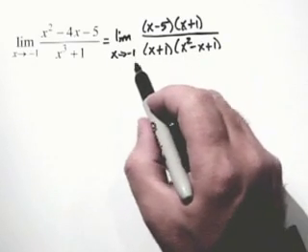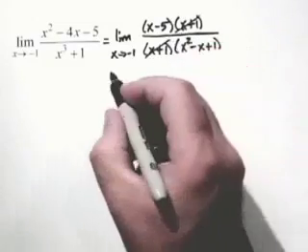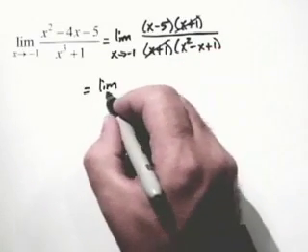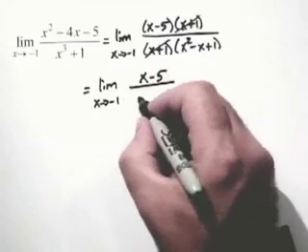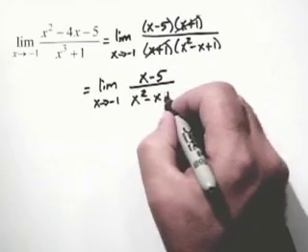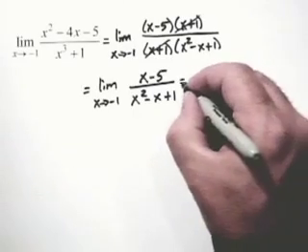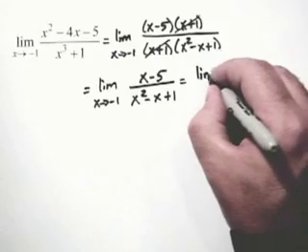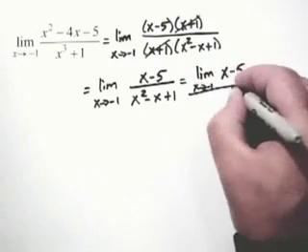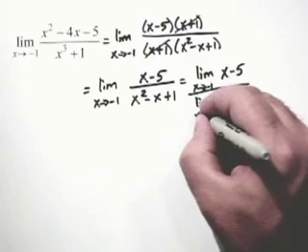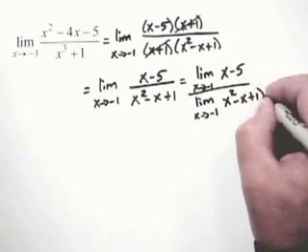But since we're not concerned with what happens at negative 1, just near that, we can go ahead and cancel those factors and get the limit as x approaches negative 1 of x minus 5 over x squared minus x plus 1. Now, using our quotient rule, we can rewrite this as the quotient of the limits. As the limit as x approaches negative 1 of x minus 5 divided by the limit as x approaches negative 1 of x squared minus x plus 1.